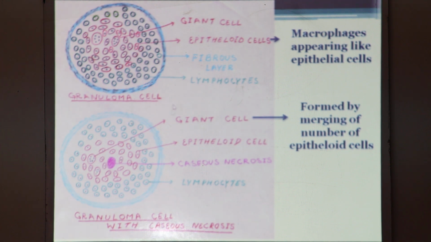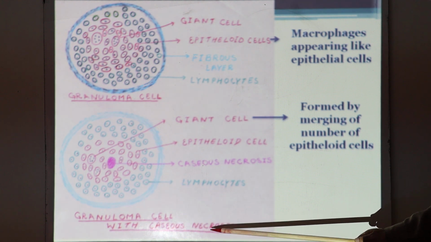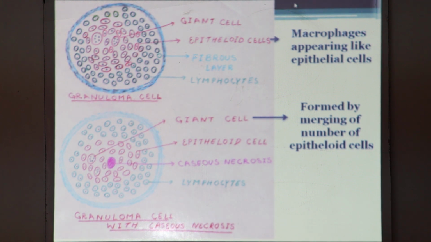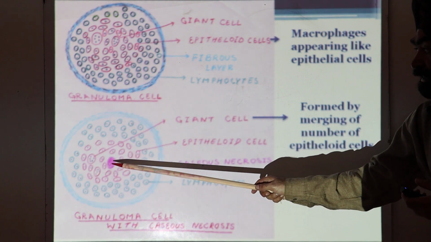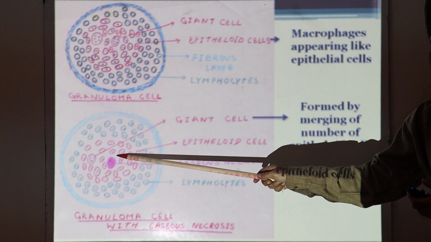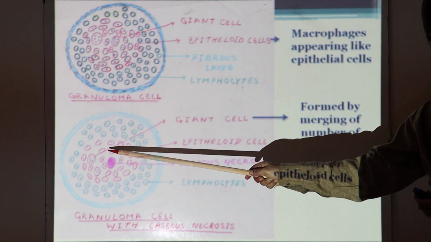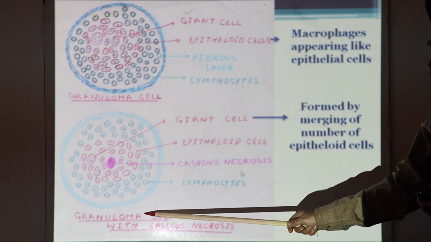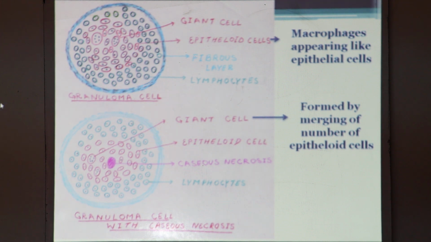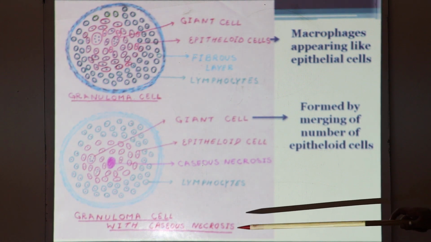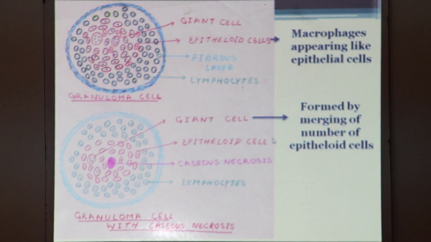Now sometimes in the granuloma there is caseous necrosis. As you remember, I discussed different kinds of necrosis: coagulative, liquefactive, and caseous necrosis. Caseous means cheese-like material. Sometimes in the granuloma, in the center there is a necrotic, cheese-like portion. If it is present, then it is called granuloma with caseous necrosis. So this is the typical feature of tuberculosis if you see under the microscope.